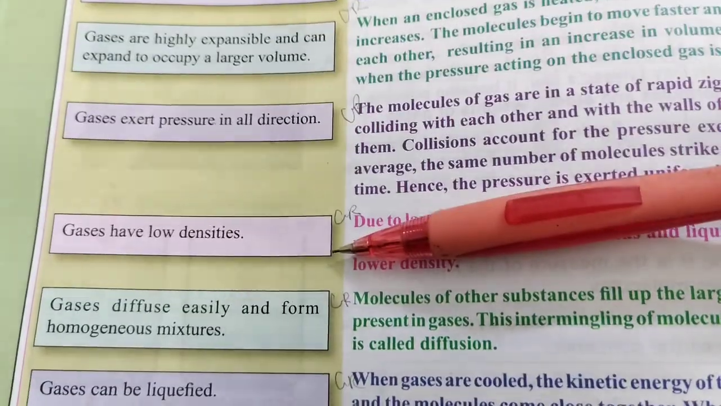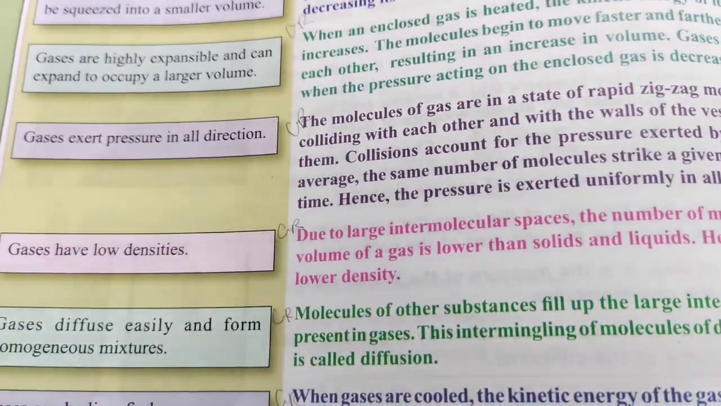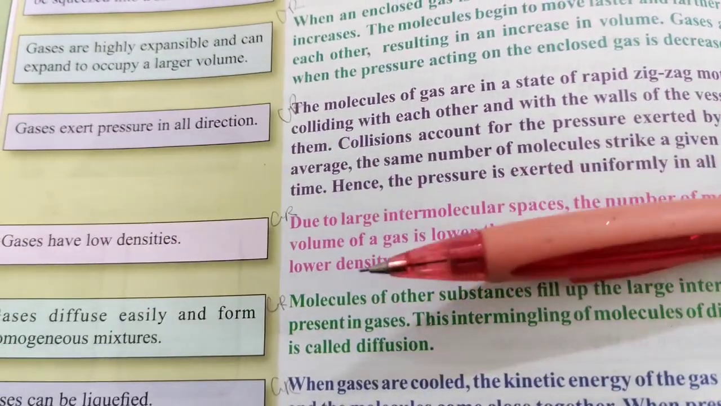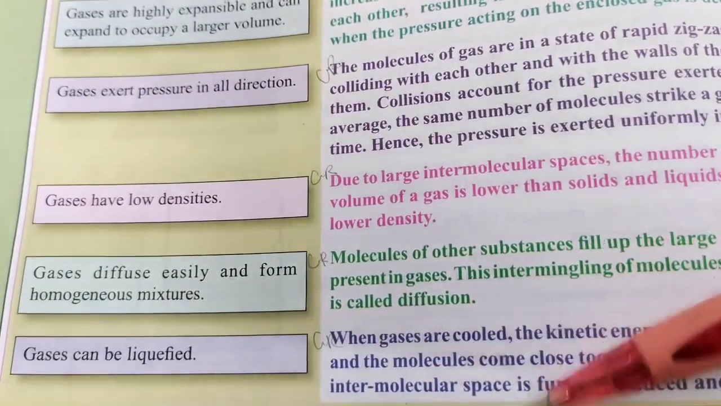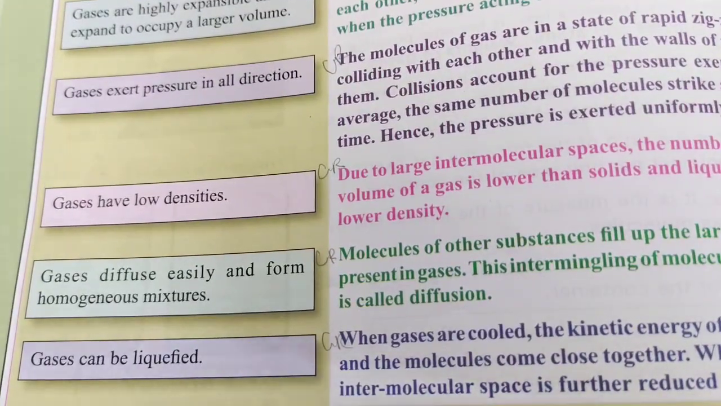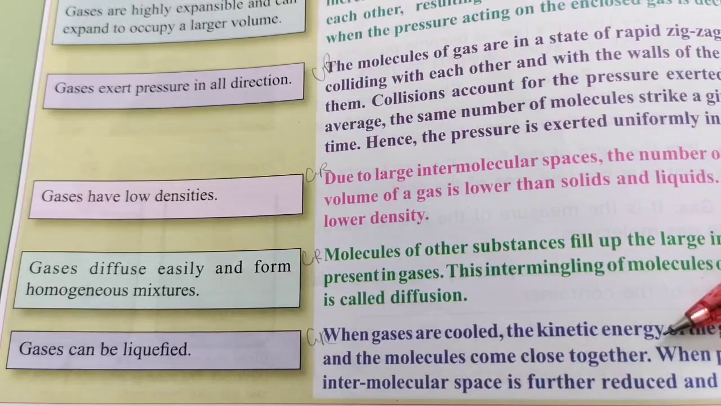Why do they have low densities and why do they diffuse so easily? If there is an LPG leak, you can smell it immediately far away. Why do gases flow so fast? And why can they be liquefied very easily under high pressure? That's because when you apply pressure, volume decreases. The molecules come close to each other, and when they come very close to each other, they become liquids.